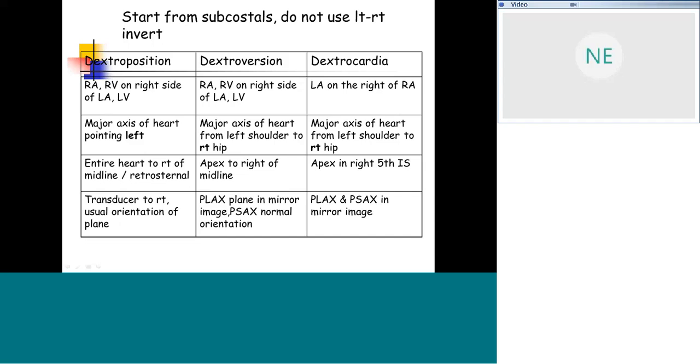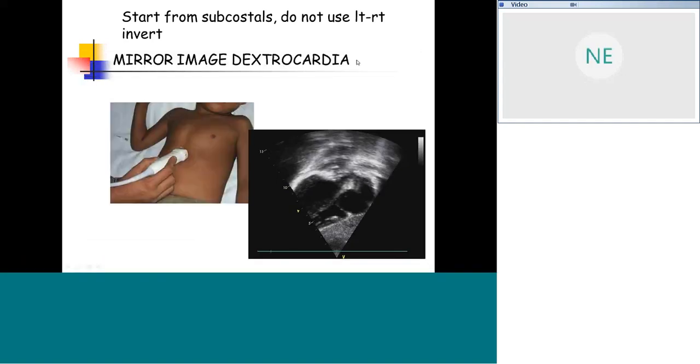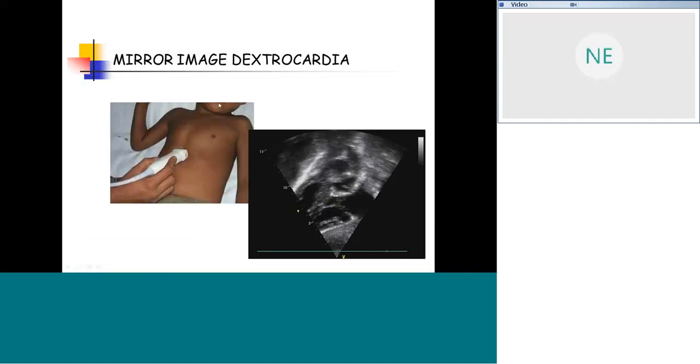Whereas in dextroversion and mirror image dextrocardia, there is a little difference because your base apex axis is changed. Now we will see how we take images for a mirror image dextrocardia. In mirror image dextrocardia, your subcostals, the cursor is exactly similar. The cursor is towards the left side of the chest, and your subcostals, sagittal and coronal, are taken like in a normal heart. However, you will see your apex towards the right and not towards the left. So this is how an image of a mirror image dextrocardia will look, where there is situs inversus.